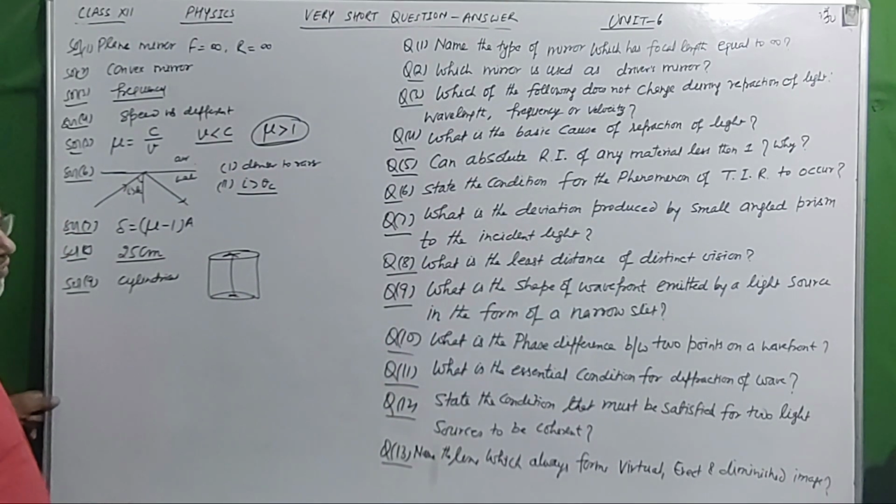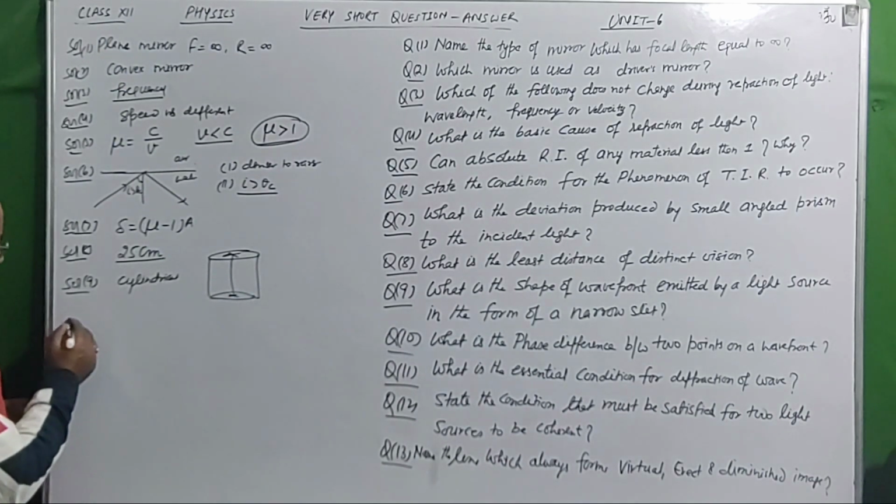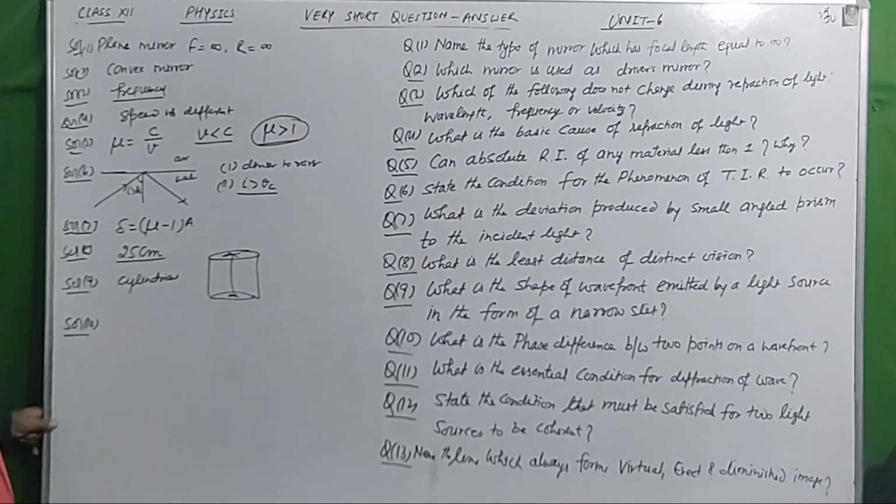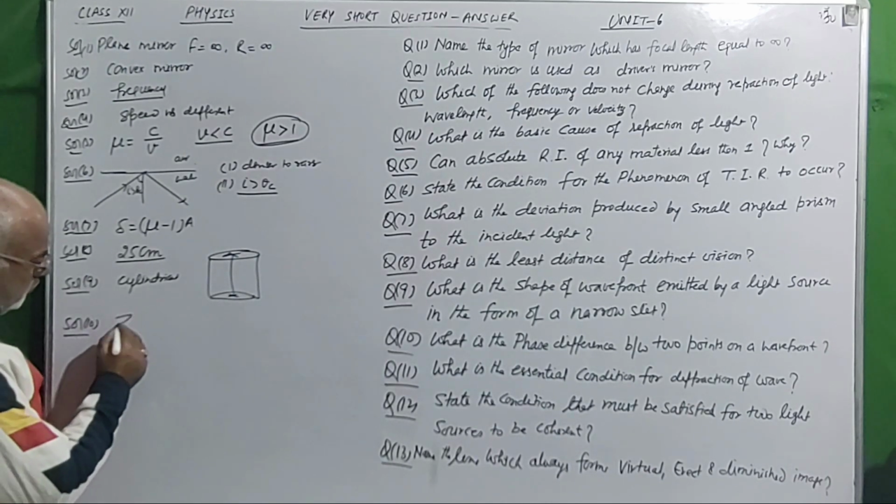The next is, what is the phase difference between two points on a wavefront? Well, from the definition of wavefront, it is the locus of all the particles vibrating in the same phase. So there is no phase difference. Phase difference is 0.